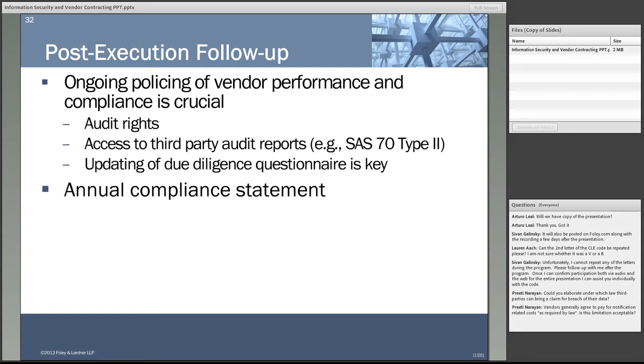You want to make sure that you have the ability to get in there on a regular basis, but at the same time, you don't want it to prevent the vendor from being able to conduct their business. So you want to make sure it's a fair process, but you also want to have access to whatever it is that you need to have access to.